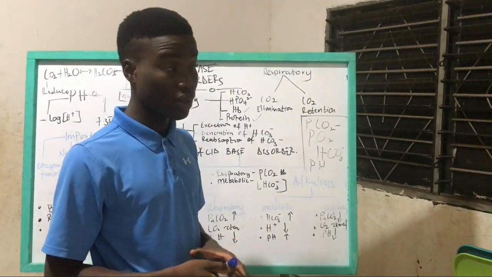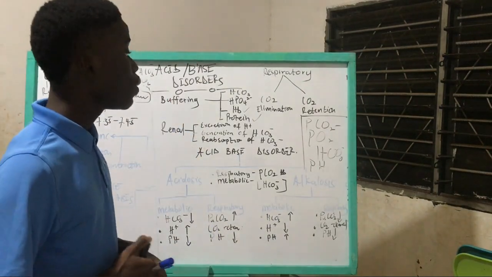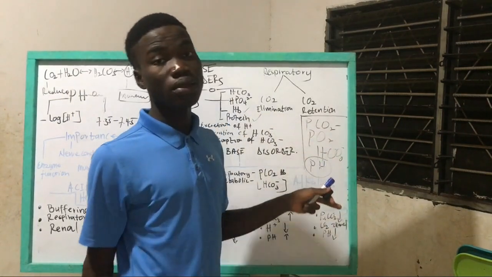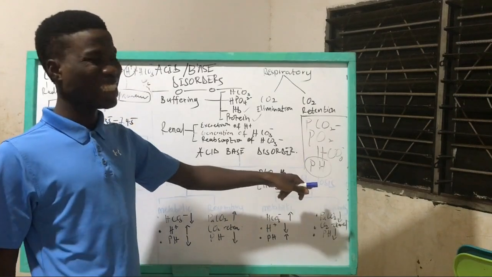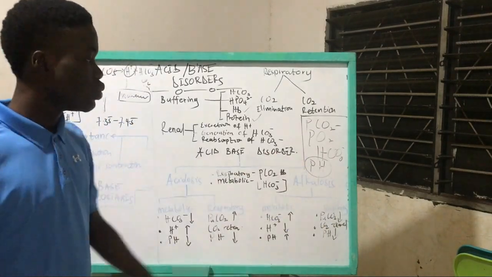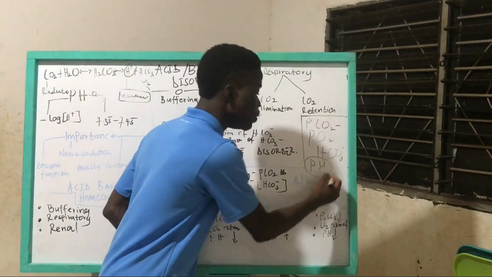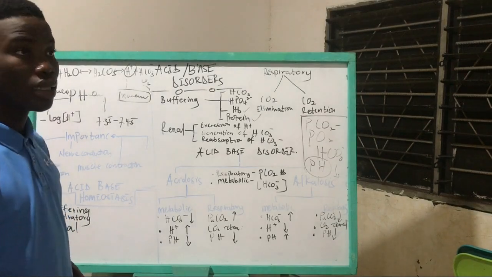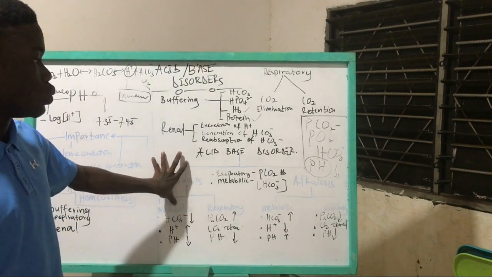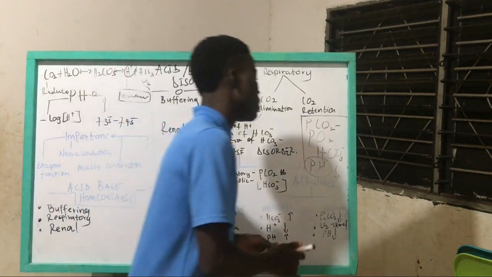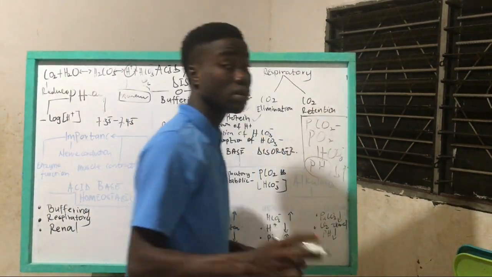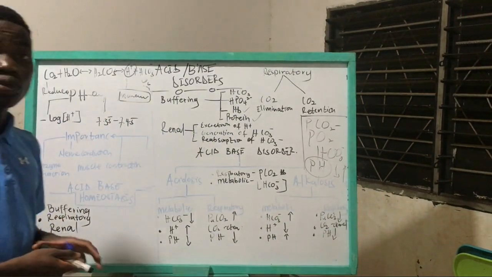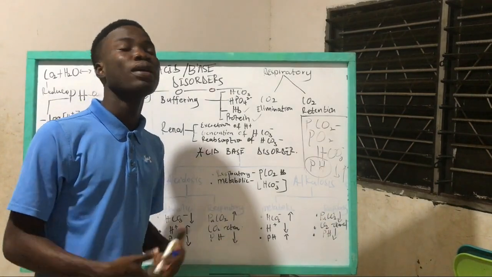Now take note of this. Whenever you see pH, it determines whether the condition is acidic or basic. Any moment the pH reduces, you have to put it in your head that it has something to do with acidosis. Anytime the pH is increased, it has something to do with alkalosis.